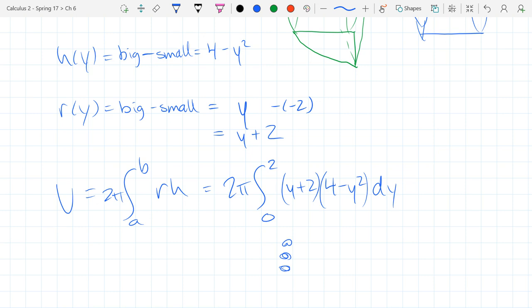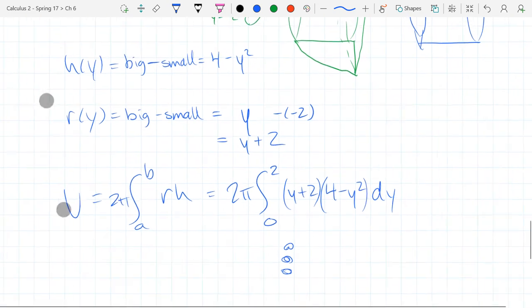Our next section is arc length. The good news is, once we get the formula for it, it's actually a very easy computation. The formula is not terribly bad.